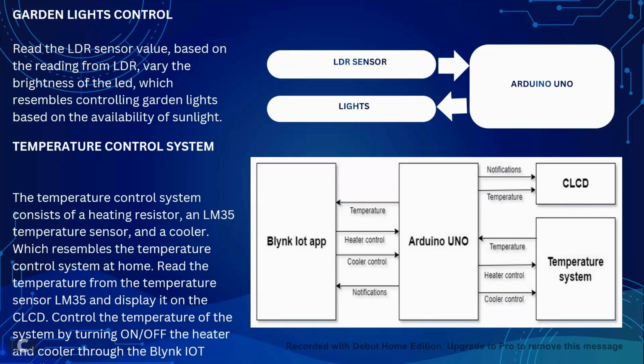So the Arduino Uno takes the input from the heater, cooler, etc. Then it sends notifications through the Blynk IoT app. The temperature is measured through a temperature sensor, and the CLCD is used as a display for all the values that we are receiving at the Arduino Uno board.